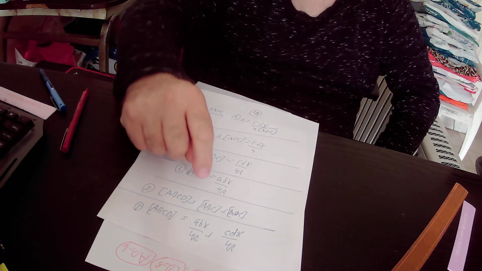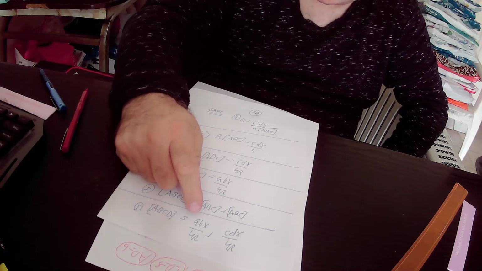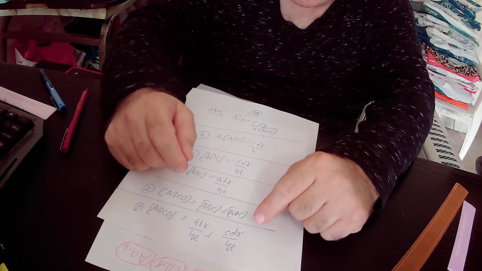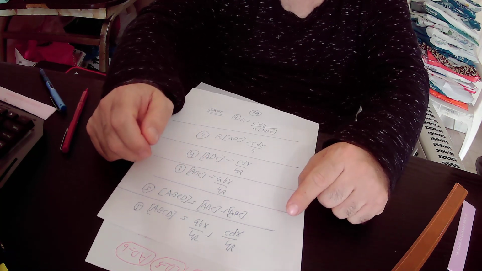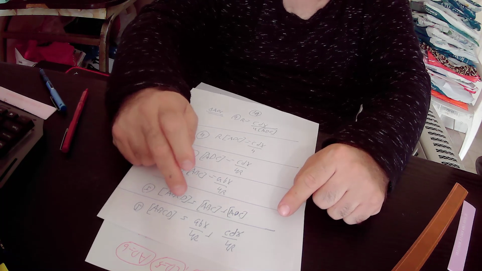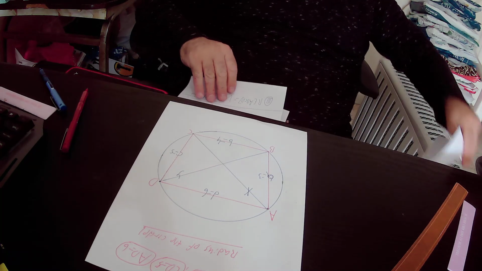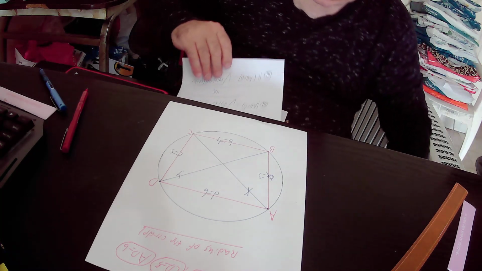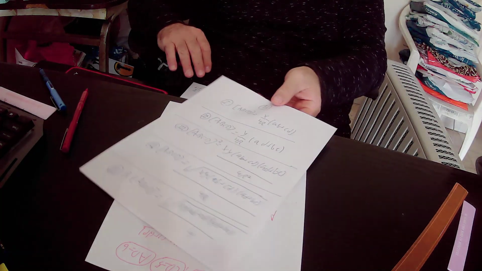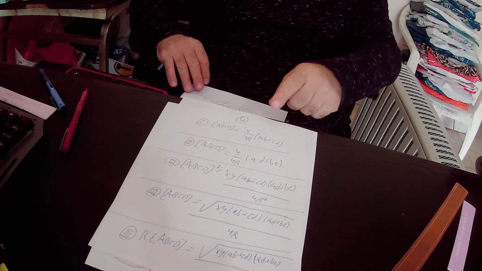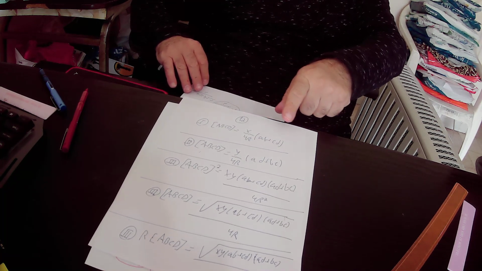But we have already found out that the area of triangle ABC equals AB times x over 4R, and the area of triangle ADC equals CD times x over 4R. Here we took a common factor of x over 4R out of these two expressions, and we got that the area of quadrilateral ABCD, according to equation number 1, equals x over 4R times (AB plus CD).